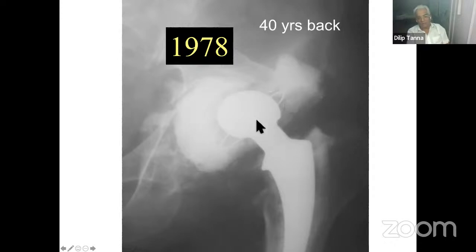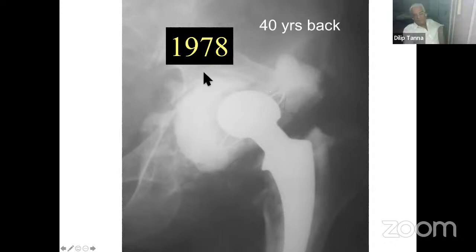And here is the Muller prosthesis which came earlier. Only two prostheses were there, Charnley and Muller. And Charnley didn't supply to anybody else, unless they had done the training, which I had not done. So this Muller was available and I used this Muller prosthesis. This is 1978, and this is 1998, 20 years. It went on for 20 years and then it became loose.